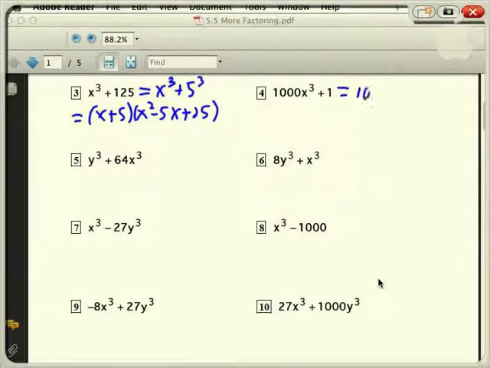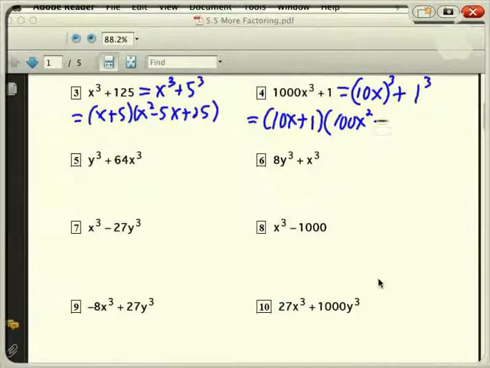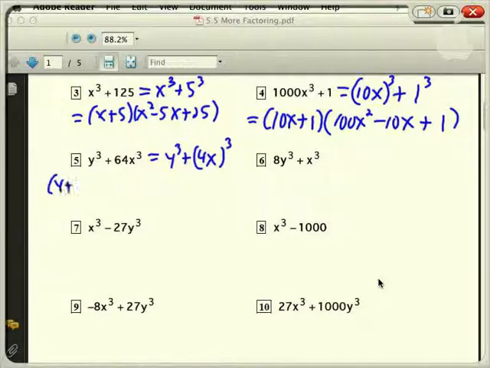In number 4, we have 10x cubed plus 1 cubed. So this will go 10x plus 1 times 10x quantity squared is 100x squared, and then minus 10x plus 1 squared, which is 1. In number 5, this is the same thing as y cubed plus 4x quantity cubed. So this will go y plus 4x times y squared minus 4xy plus 4x quantity squared is 16x squared.